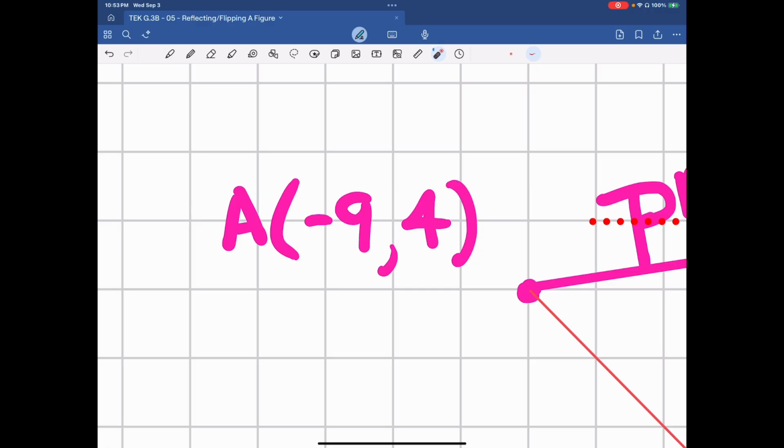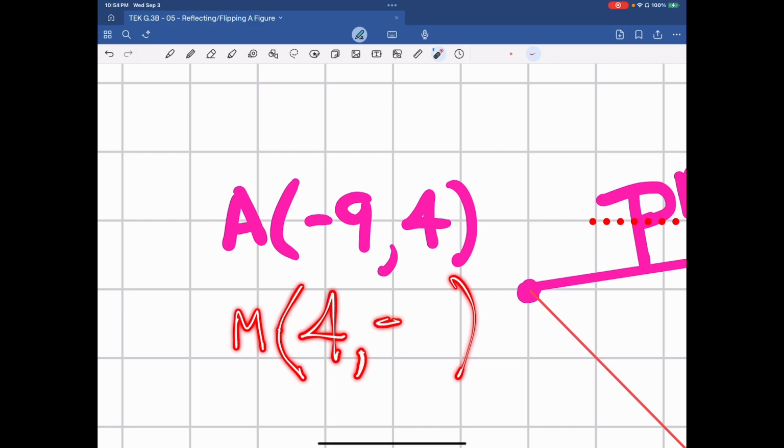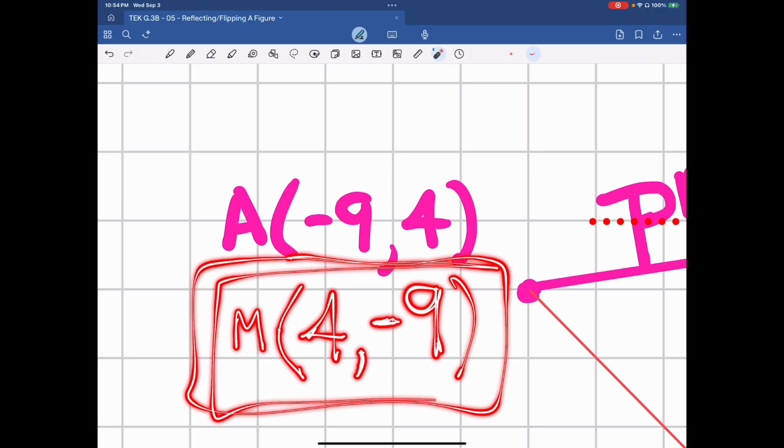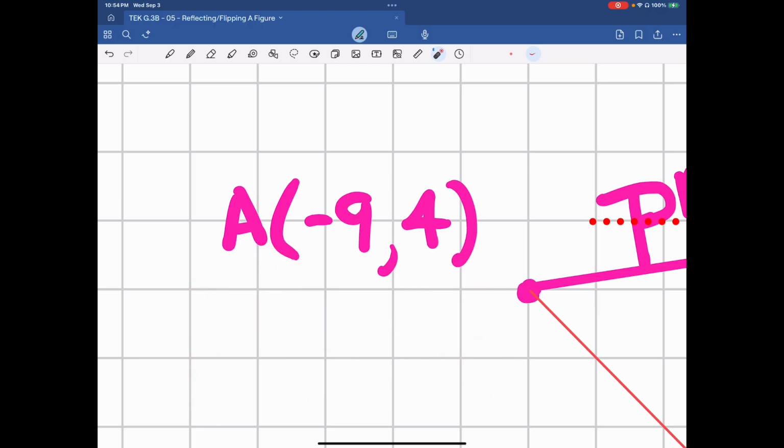Well, just thinking about it, I'm going, okay, so I think the point, we'll call it M. The formula tells me I'm going to flip-flop the numbers. So instead of 4 being second, I'm going to put it first. And instead of negative 9 being first, I'm going to make it second. So my reflected point should be 4, negative 9. Would you agree? 4, negative 9. Let's check.